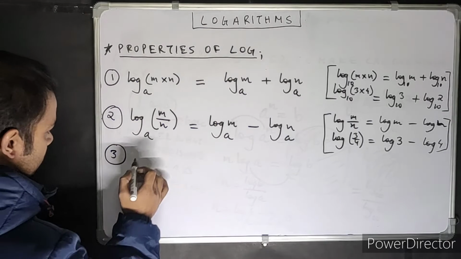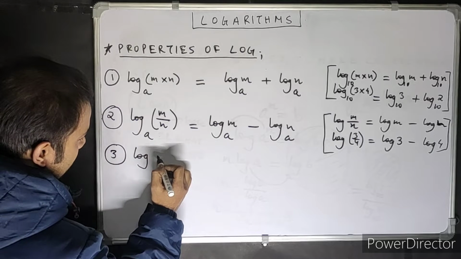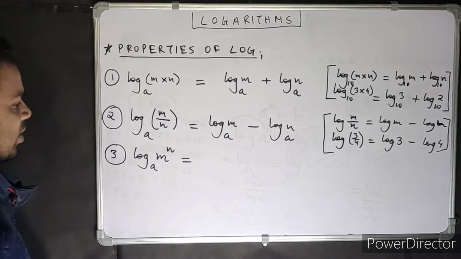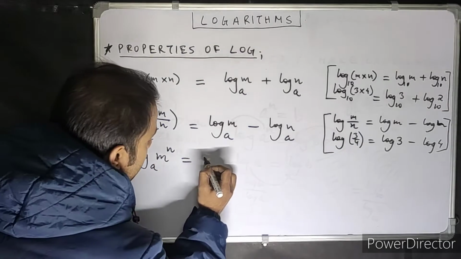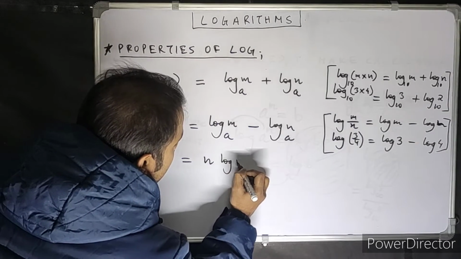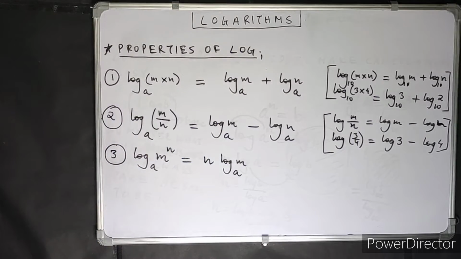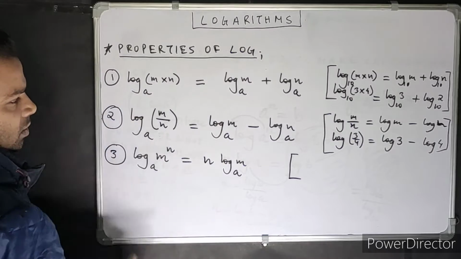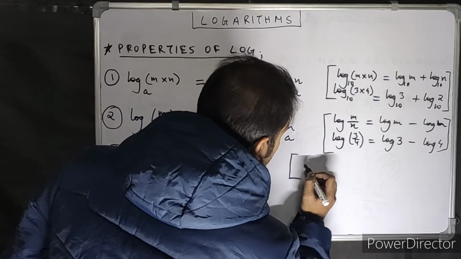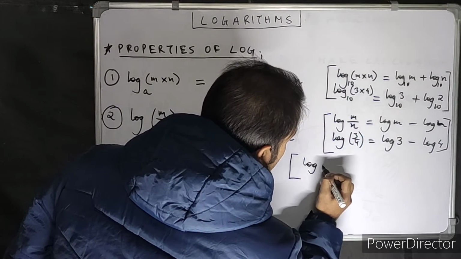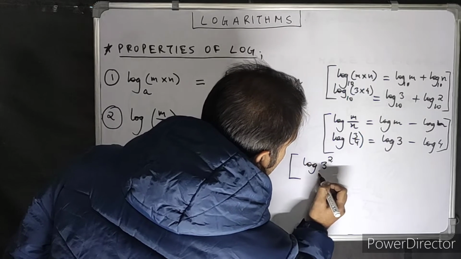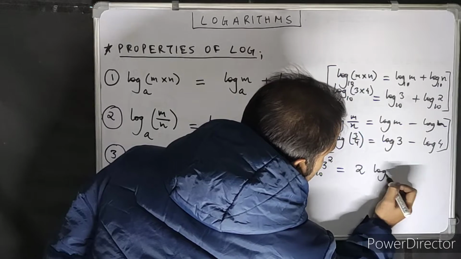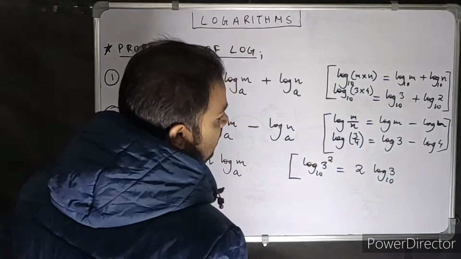The third one is log m to the power n base a. How would you write this? The n comes in front. Log m base a. Okay, there is an n, so this is the only way to write this, no other short way. Example, log say 3 to the power 2 base 10 suppose. So the 2 will come in front, and then you can write this as 2 log 3 base 10.